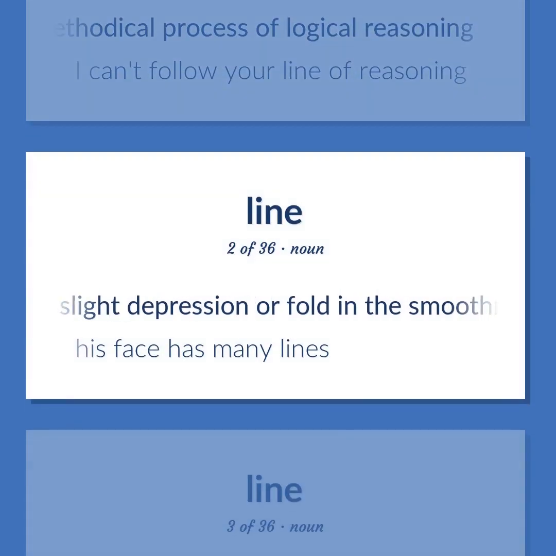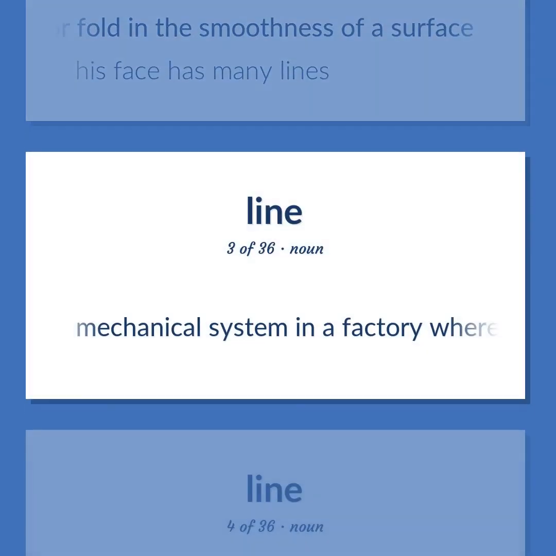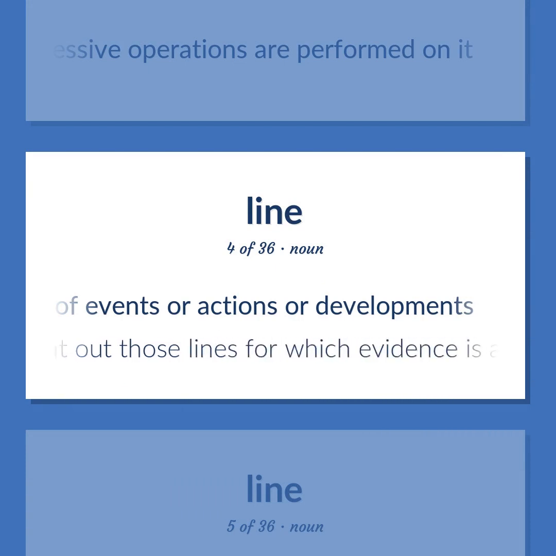A slight depression or fold in the smoothness of a surface. His face has many lines. Mechanical system in a factory whereby an article is conveyed through sites at which successive operations are performed on it. A connected series of events or actions or developments. Historians can only point out those lines for which evidence is available.